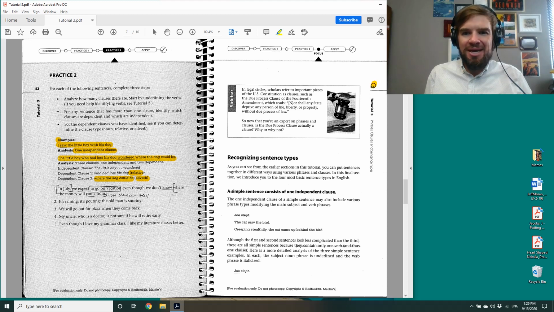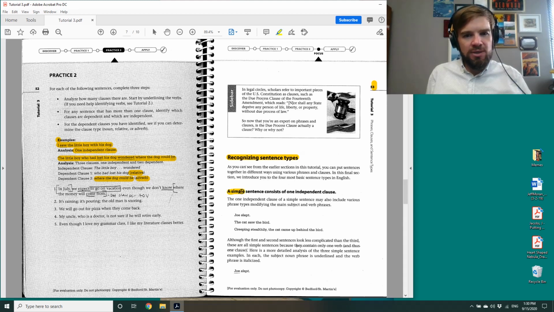All right, welcome back. We're going to continue on to page 53. We are almost done with this tutorial. So we've talked about phrases. We talked about clauses. Now we're going to talk about sentences. So, recognizing sentence types. As you can see from the earlier sections in this tutorial, you can put sentences together in different ways using various phrases and clauses. In this final section, we introduce you to the 4 most basic sentence types in English.